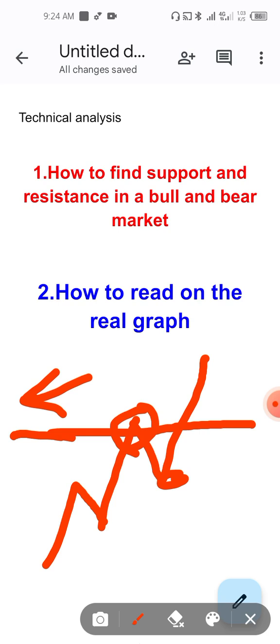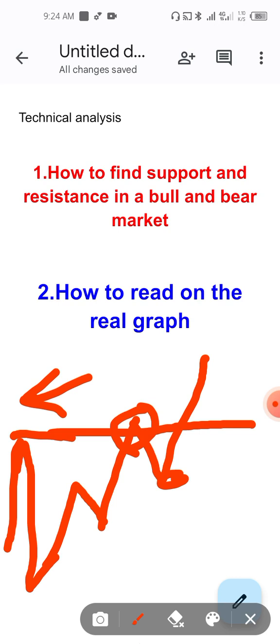You find that sometimes the graph was going, touched there, and then reversed. So that is a very good trading zone. These ones we are calling trading zones. Why? Because they can act like our support and act like our resistance. When do they act like support or resistance?